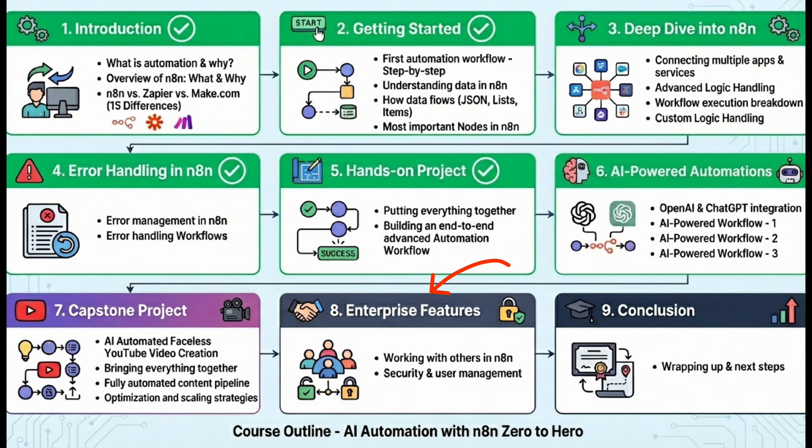In the last section of this course, which is section 8, I'm going to talk about some of the enterprise grade features of n8n. If you are interested, you can watch that, but don't miss the last chapter or last lesson, because in that lesson I'm going to provide the next steps that you can take on your journey of becoming an AI automation expert powered by n8n. So I'll see you in the next and final section of this course.